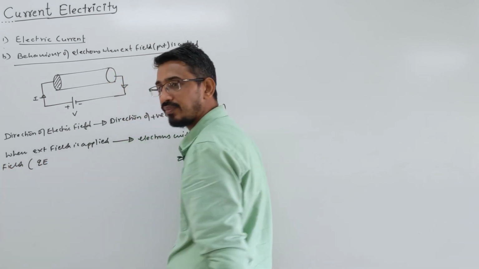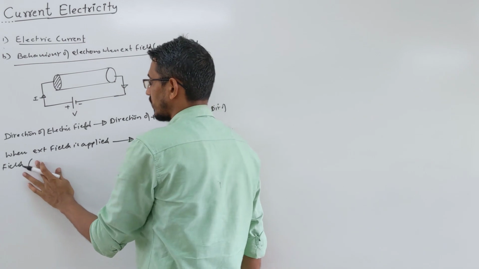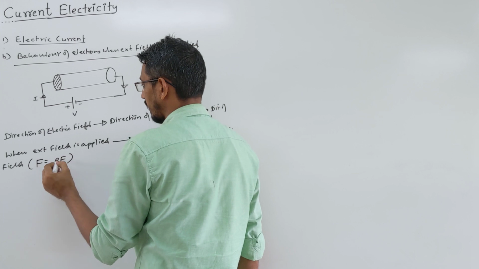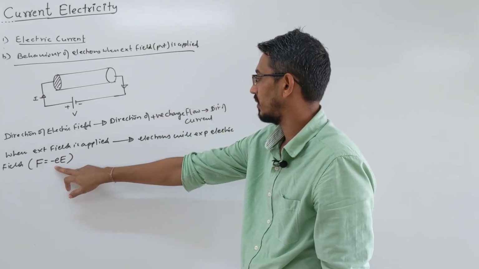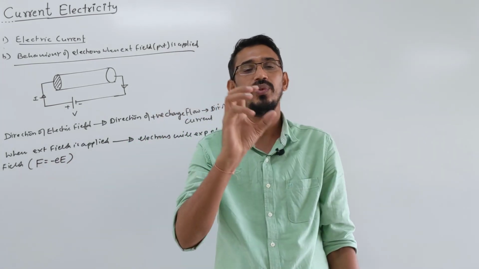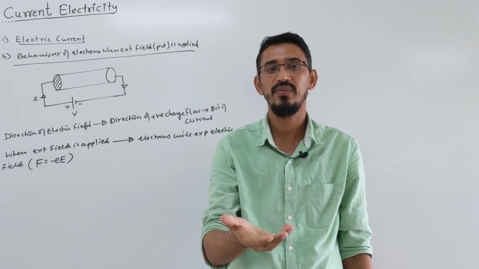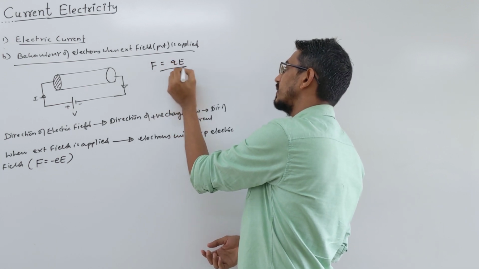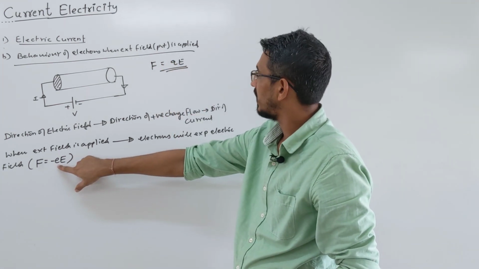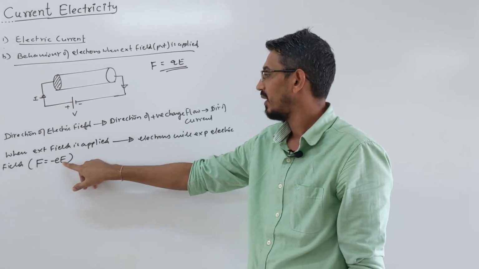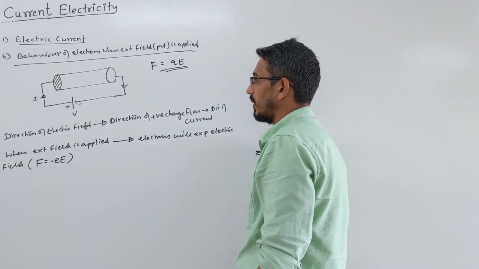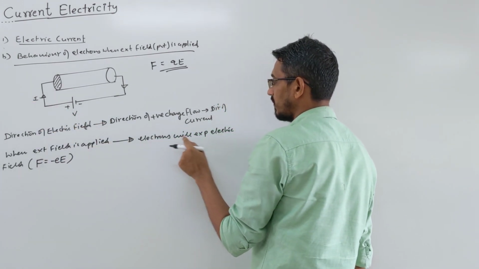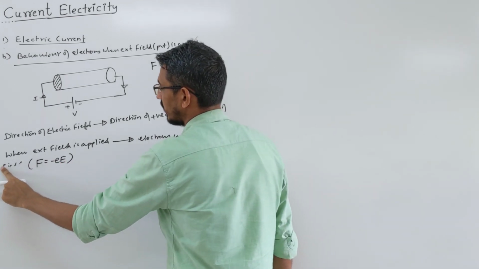And how much force? Q into E. In electrostatics we learned the general formula: charge into electric field is called electric force. So force is Q times E, and for an electron we put a negative sign because the electron is negative. Here charge means electrons, and E is the electric field. So electrons will experience this much electric force.